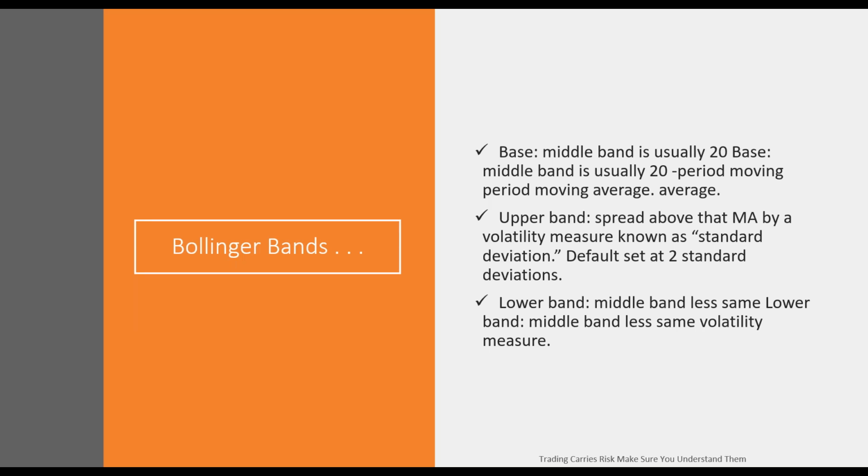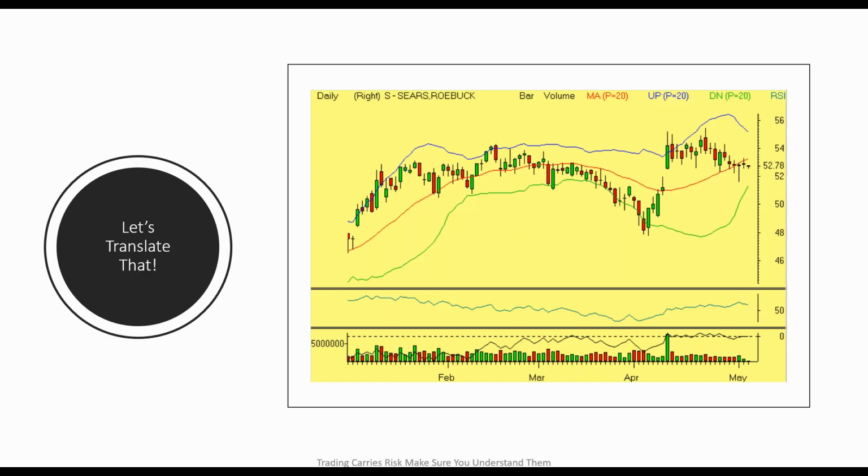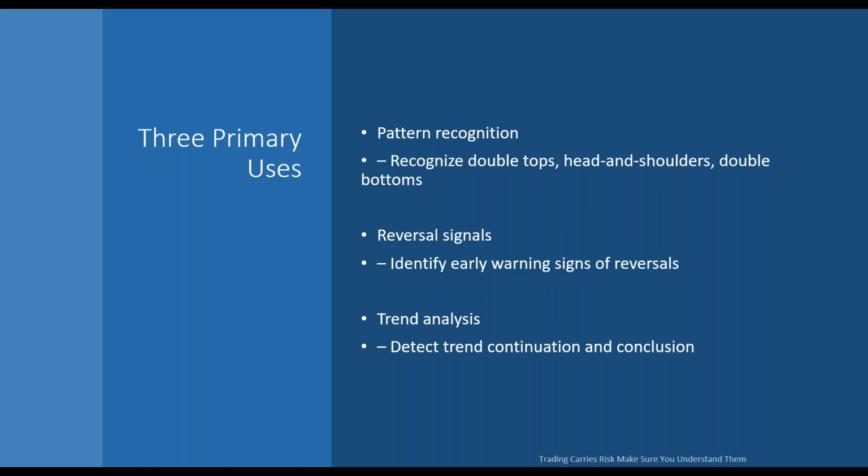So remember, the base, or the lower band, or the base, is the moving average, which is based on a 20 base. The moving average is usually a 20-period moving average. The upper band spreads above the moving average by a volatility measure known as standard deviation, set at 2 standard deviations. So as you can see on this chart, it's still the same as it was on my charts.